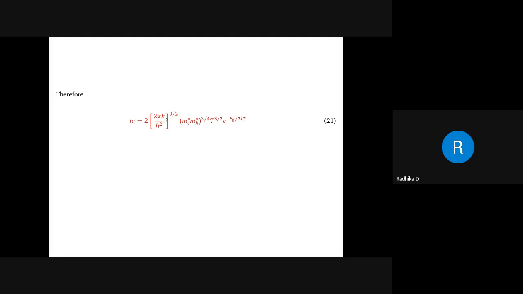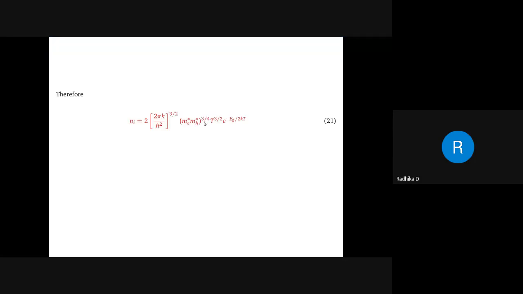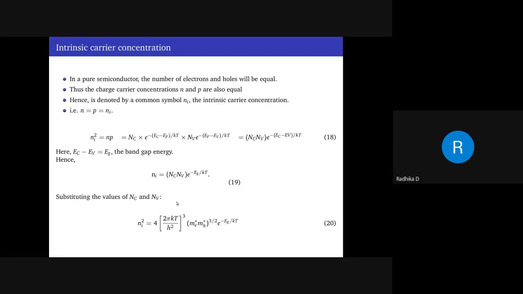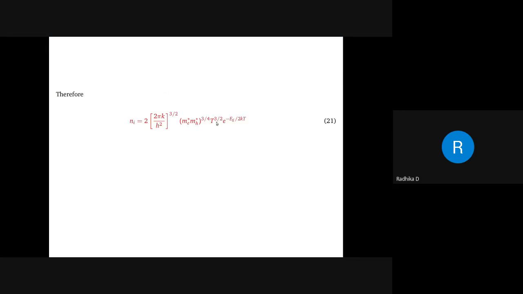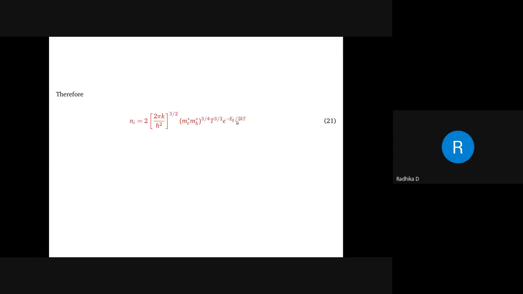2 into (2πk/h²) raised to 3/2, m_e*, m_h* raised to the power of 3/4, sorry, 3/2 to the power of half is 3/4. Okay, I had a T inside here. It was T inside. I have moved the T outside deliberately. So this T to the power of 3/2. And minus Eg by kT, if you take a square root, it becomes minus Eg by 2kT.